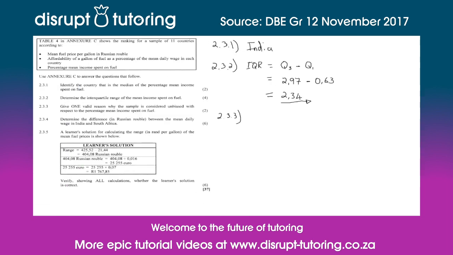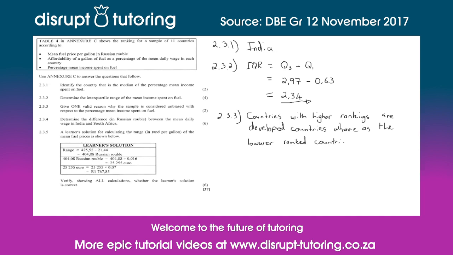So as the answer, you can say countries with higher rankings are developed countries, whereas the lower ranked countries are developing countries.